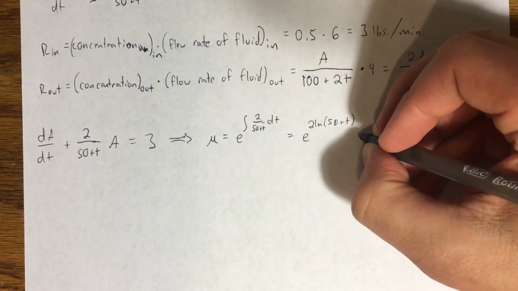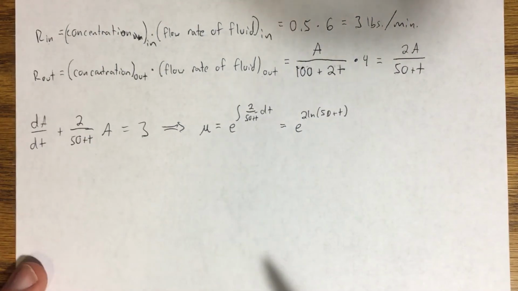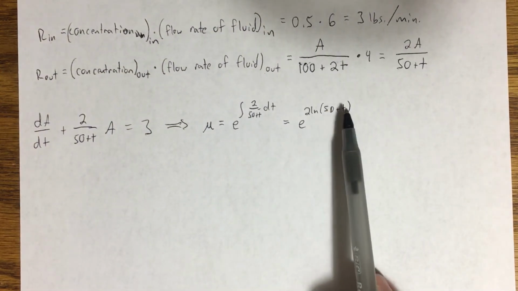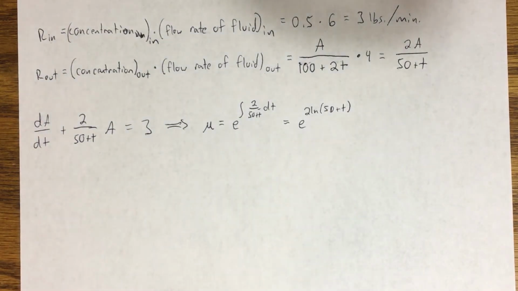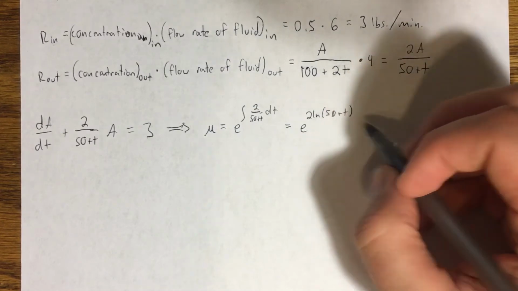And once again, remember, we don't need the absolute values here because the context of this problem makes it unnecessary, right? 50 is positive. Time, we're starting at time 0 and counting up. So time will never be negative, which means this quantity will never be negative. So that means that I can solve this.